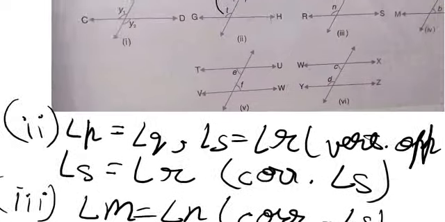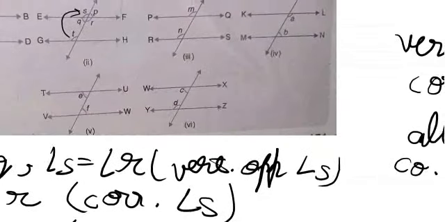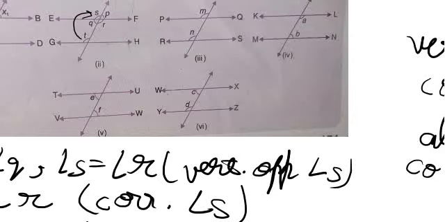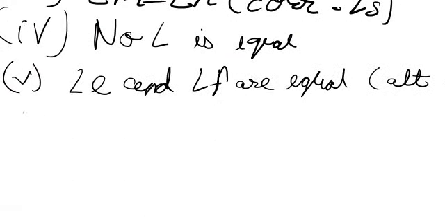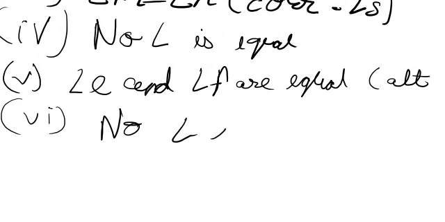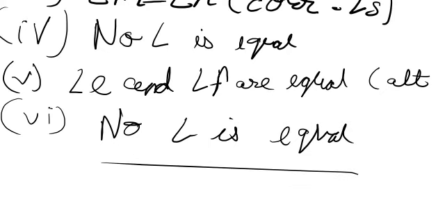Then what else do we have? In the sixth part, you can see nothing is equal because C and D again are interior angles which are supplementary. So in the last part of this one, we'll have our answer as no angle is equal, because basically the given angles are supplementary and nothing else is given. So this becomes our answer.